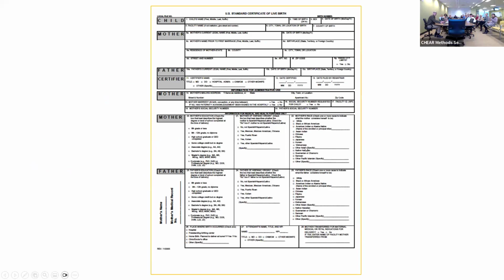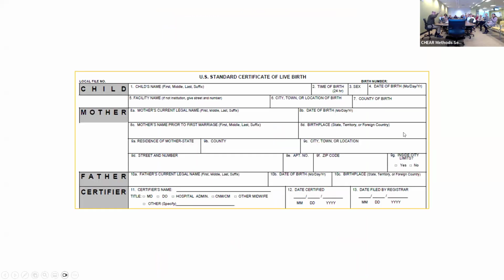So I know you can't read this, and I'm not expecting you to, but this is the United States Standard Certificate of Birth. It hasn't changed in 20 years. Every state in the United States uses this framework for reporting. We'll just zoom through a few pieces.